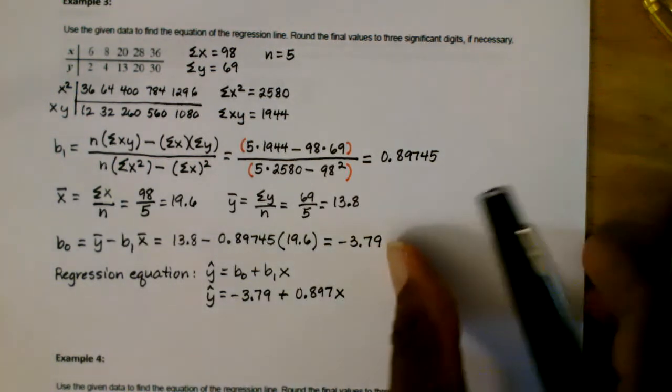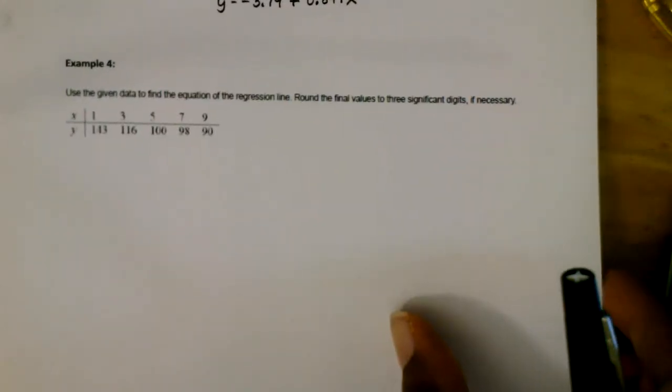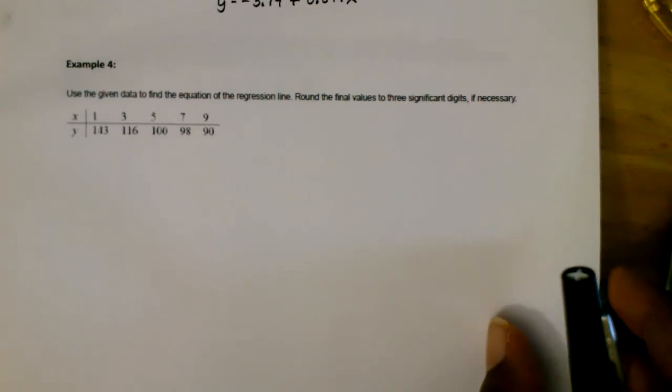All right, let's do another problem like that. Here we got the given data. We're going to use that to find the equation of the regression line. So here we're going to round the final values to 3 significant digits if necessary.